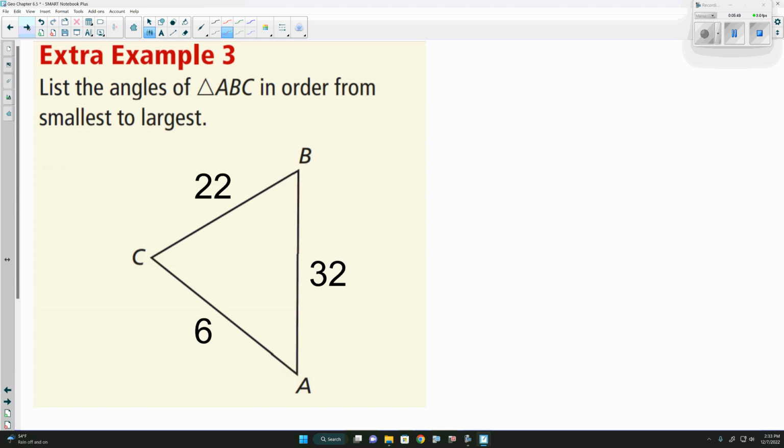List the angles from smallest to largest. Angle B would be the smallest. Go smallest side, middle side, biggest side. I think we feel comfortable with these here, yes?